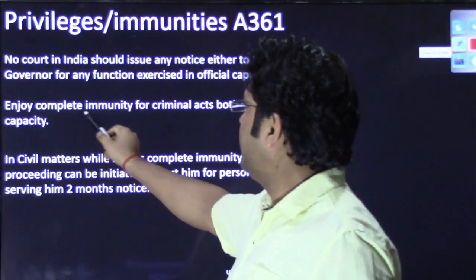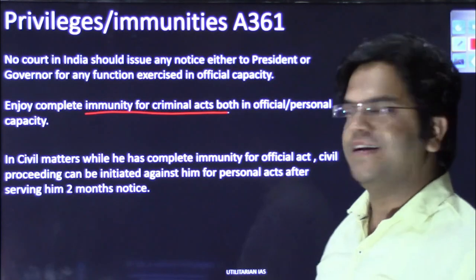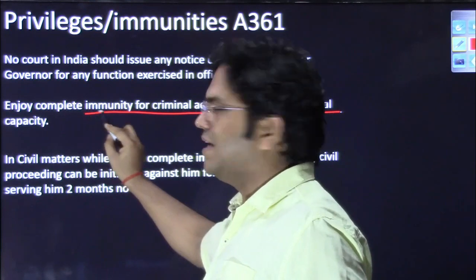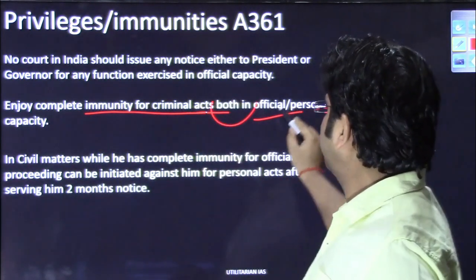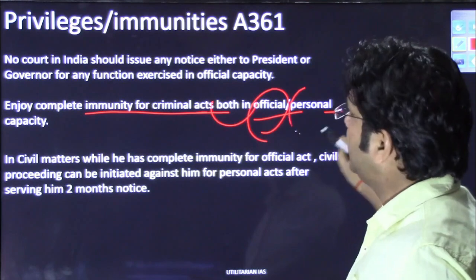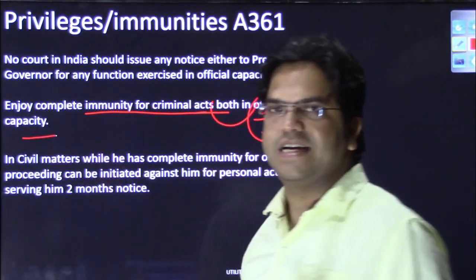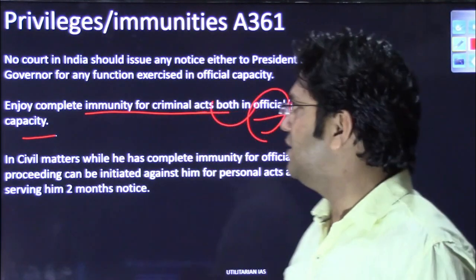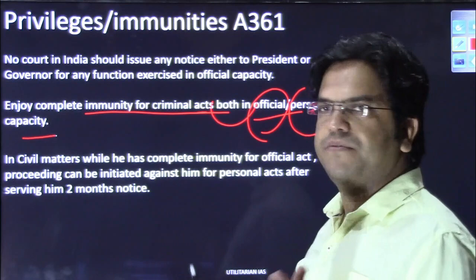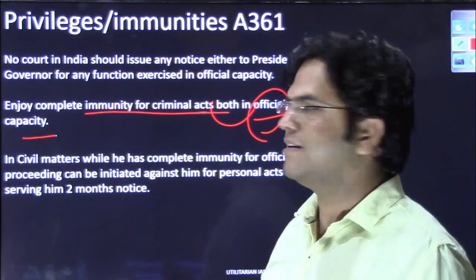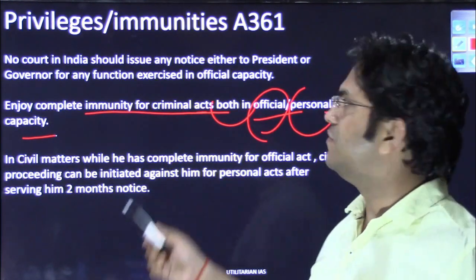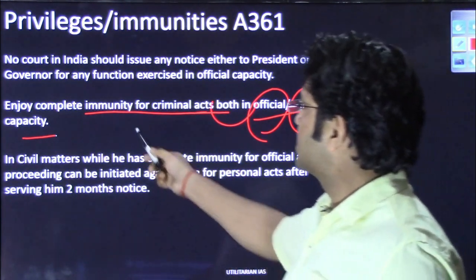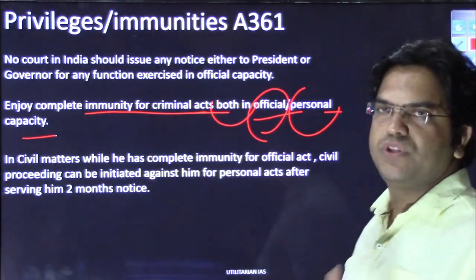Then he enjoys complete immunity for criminal acts, and here is the catch, both in official and personal capacity. So immunity in matters of criminal acts is not only in official but even in personal capacity. And this is actually an exception to Article 14. If you remember when we were discussing Article 14 in fundamental rights, the president's office has been exempted from that right to equality. That is an exception, and the exception is because of this privilege that has been extended to the president.